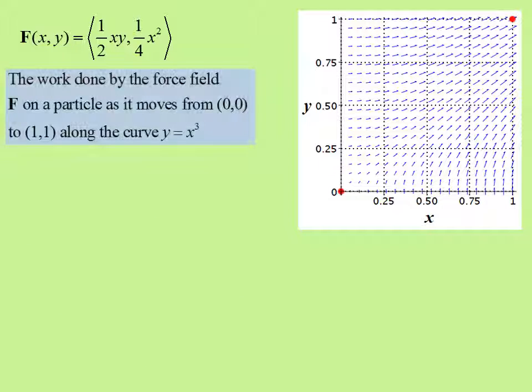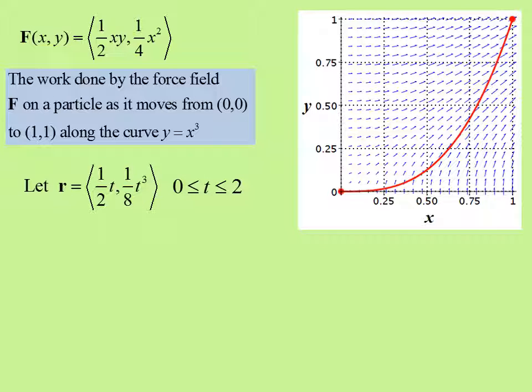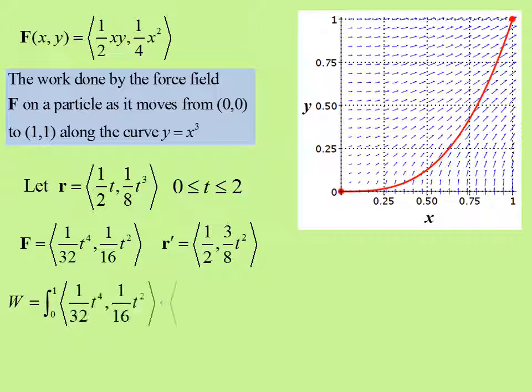Here's along the path y equals x cubed, and same thing, we parameterize, do the changeover of f, x's and y's to t's, r prime, dot product, and integrate. Notice we get the same thing. We mentioned this earlier. So what do you think are the conditions under which we would get the same answer regardless of the path?